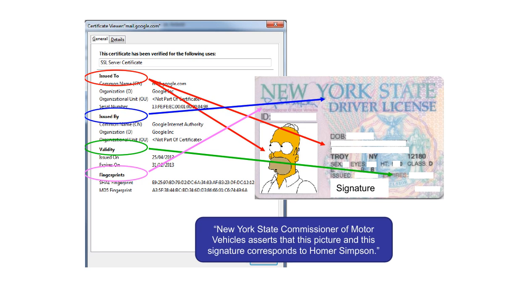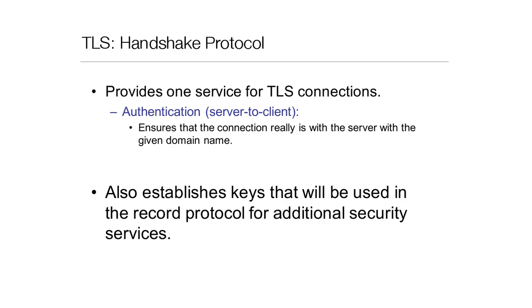The handshake protocol provides one service for the TLS connection: authentication, server to client. It ensures that the connection really is with the server with the given domain name. It also establishes keys that will be used in the record protocol for additional security services like data encryption.